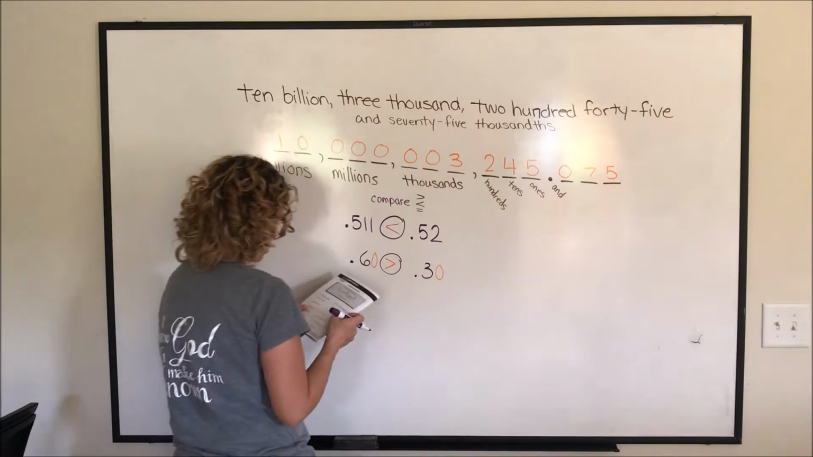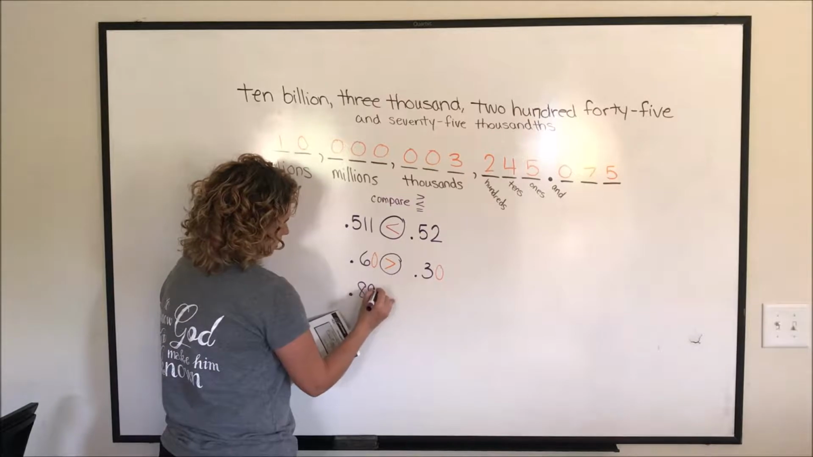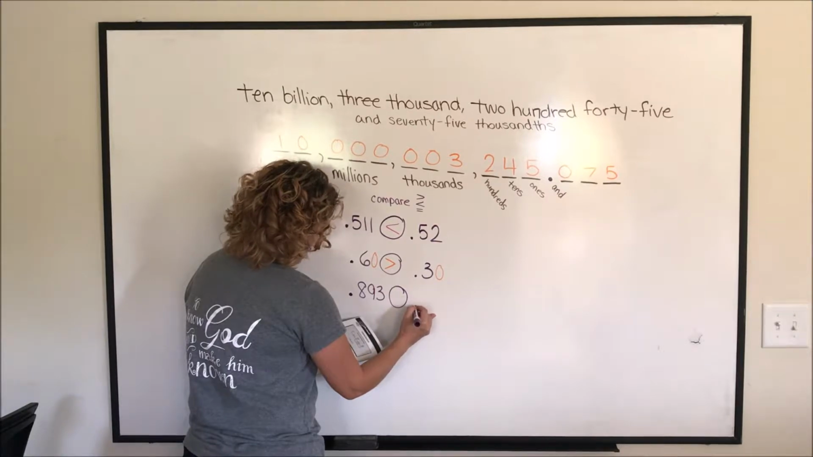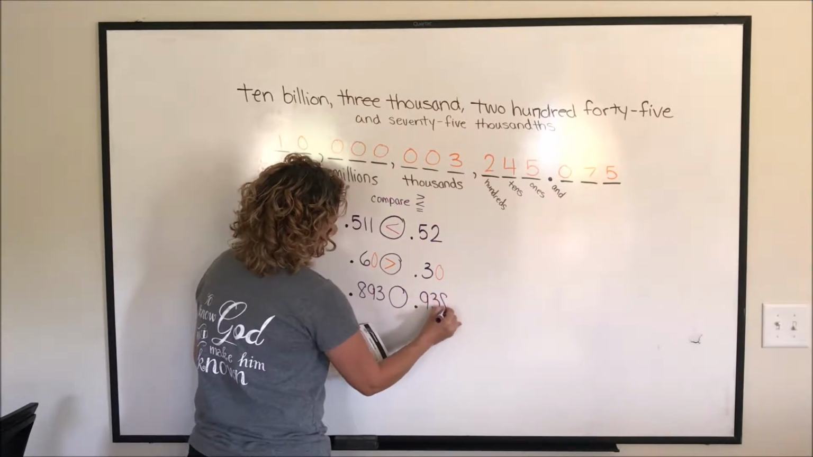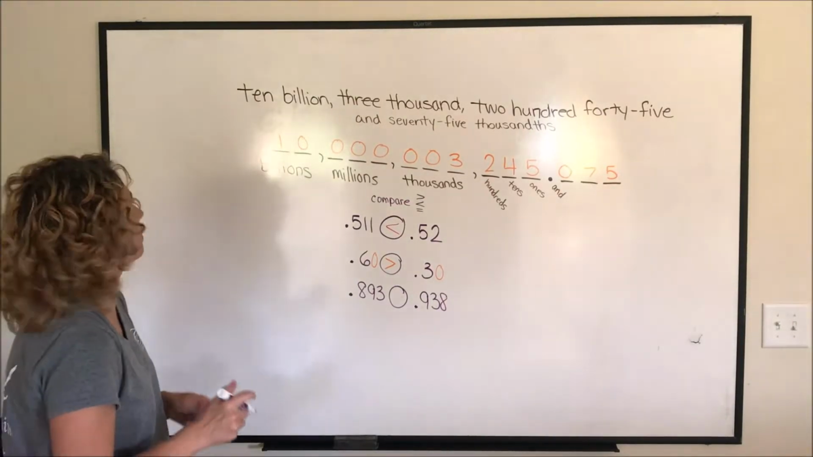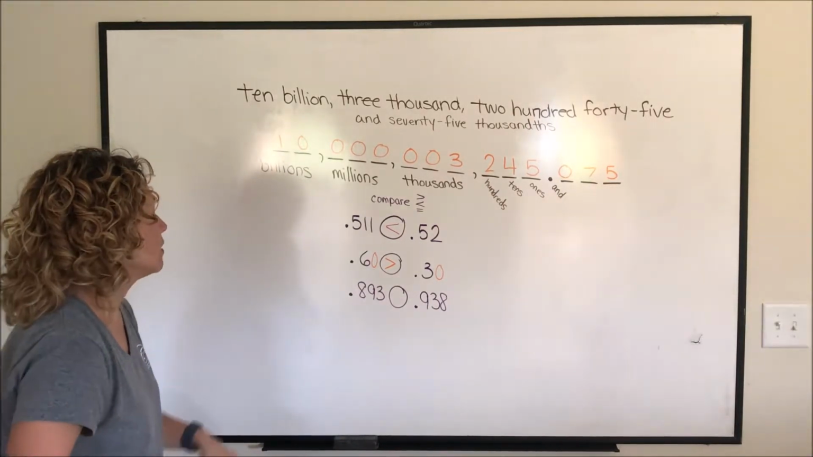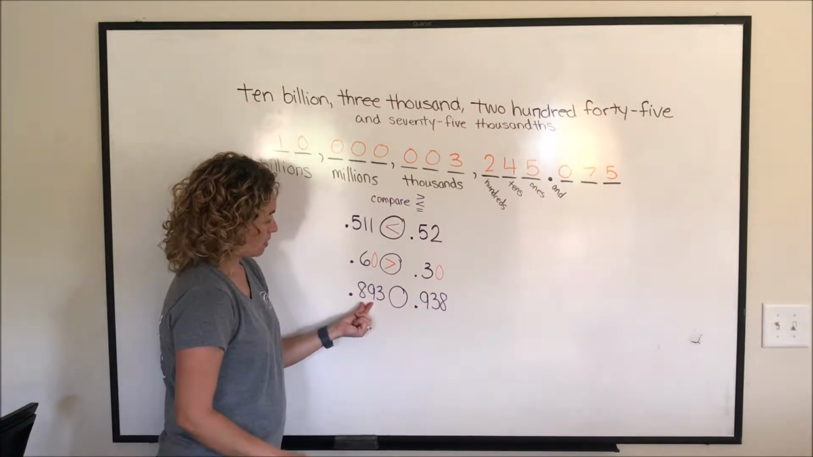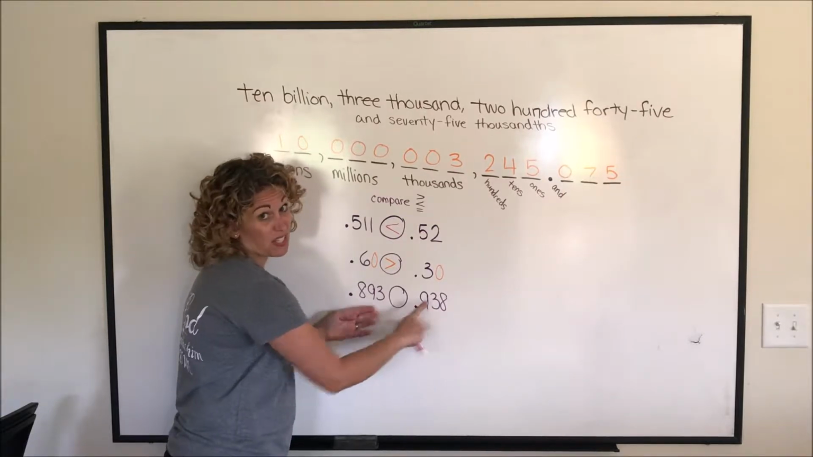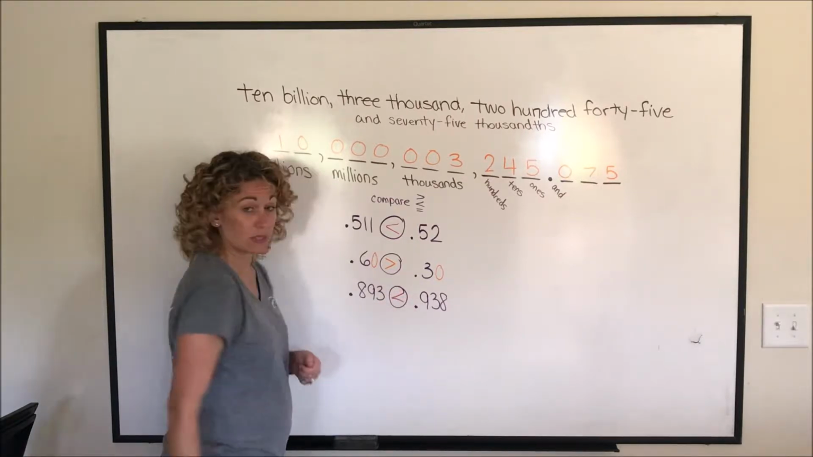Let's find a little bit more difficult one. So this number, 893 thousandths, and 938 thousandths. Which one is smaller? If you look at that, this is basically 89 cents, and this is 93 cents, okay? So I know that this one is smaller than this one.